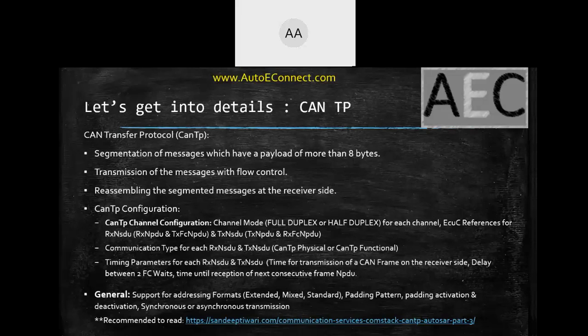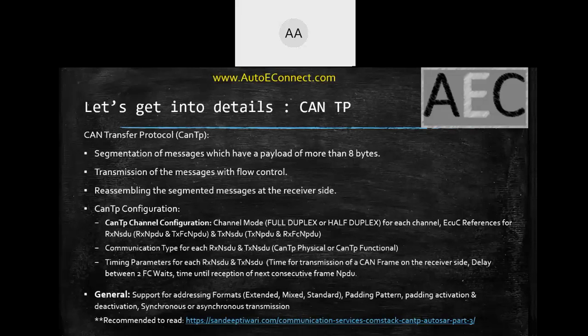With respect to this CAN-TP, there is one very good article by Sandeep Tiwari. sandeeptiwari.com is the website, and the article is Communication Services, CommStack, CAN-TP, AutoSAR Part 3. This was one of the recommended articles even during the beginning of my career. At that time it used to be a blog, sandeeptiwari.blogspot.com, and that was one of the best tutorials I got for learning diagnostics and how CAN-TP works.